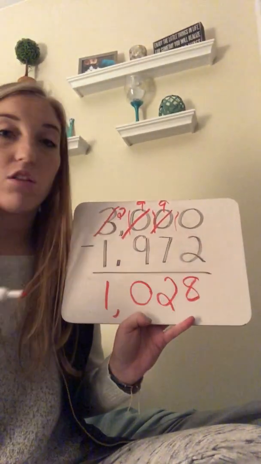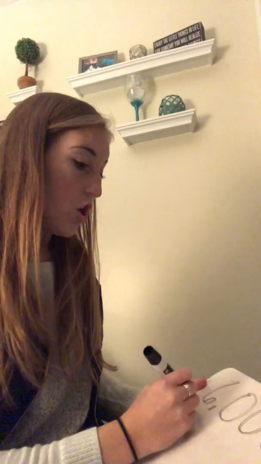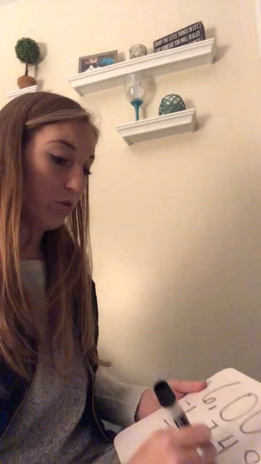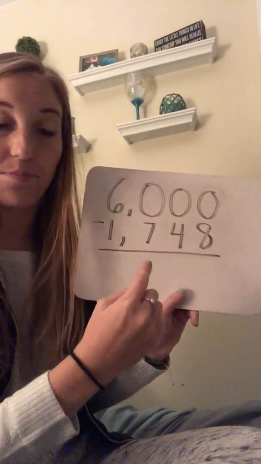Okay? Using those skills, we're going to try another one. Again, taking notes with me as well. So as I erase my board, I'm going to give you another problem to write. In your notebook, please write down 6,000 minus 1,748. Again, make sure you are writing nice and neat so that your numbers line up correctly.